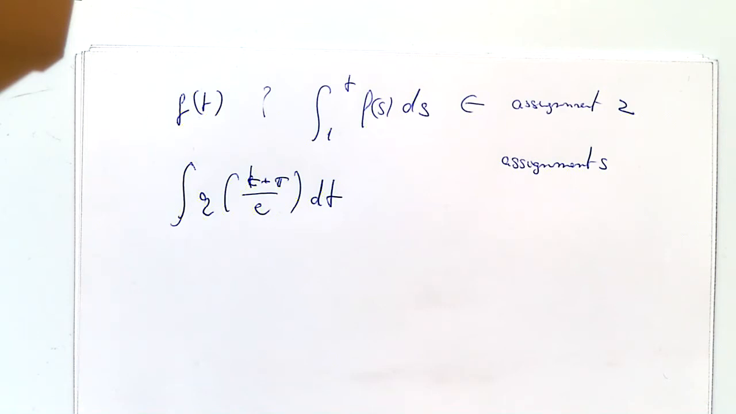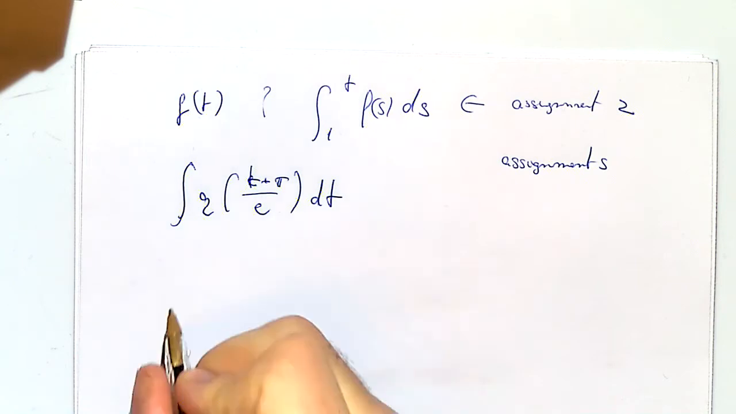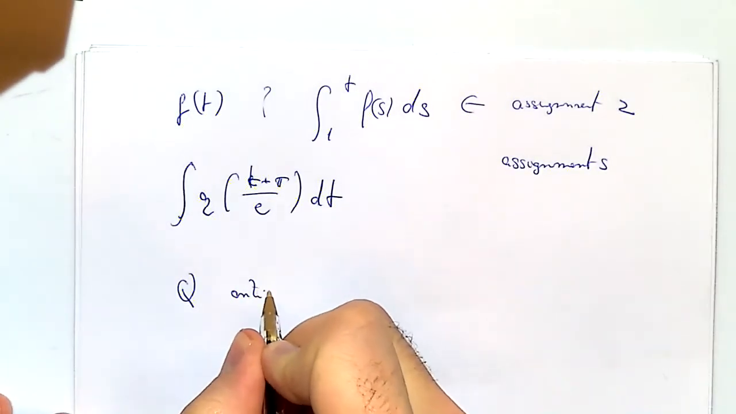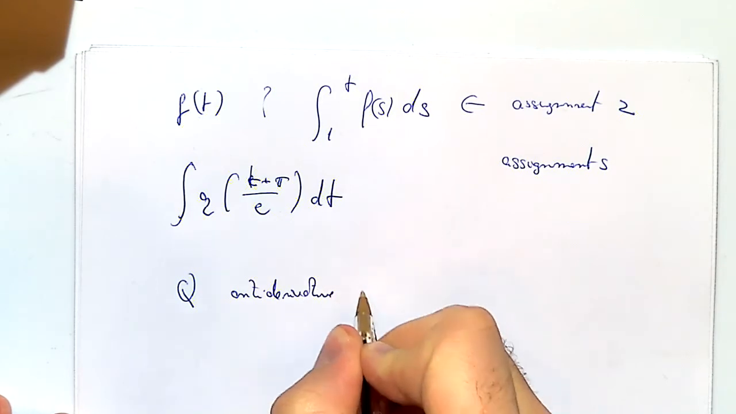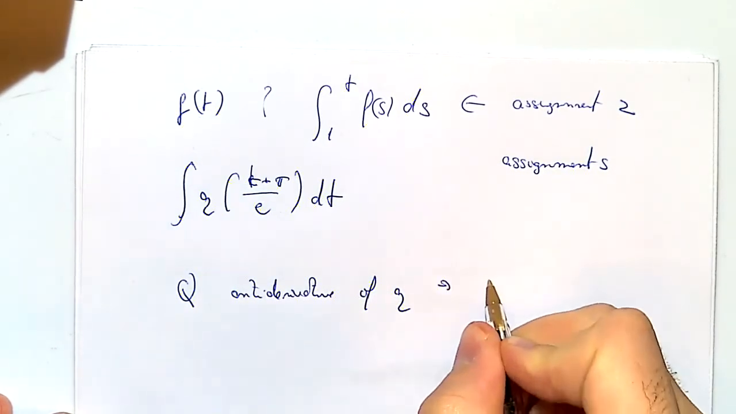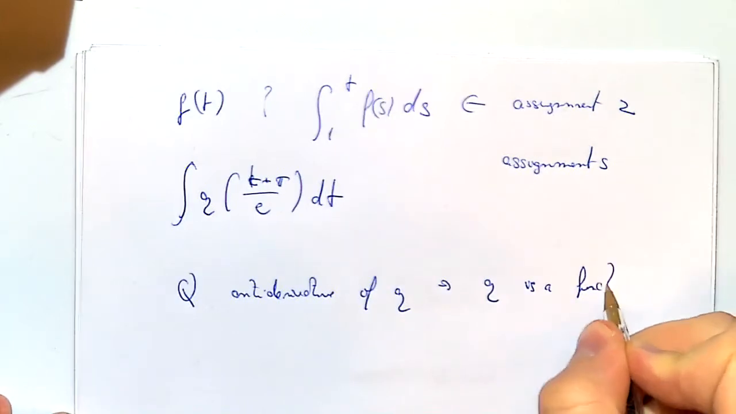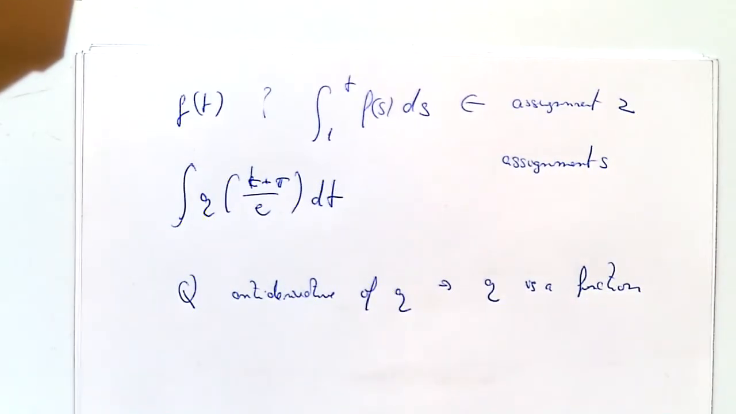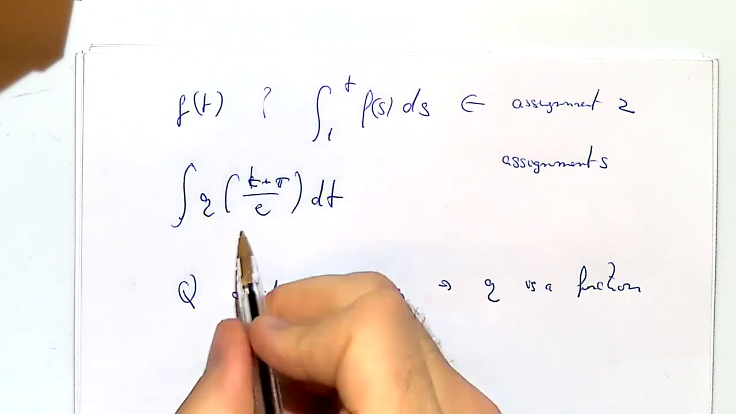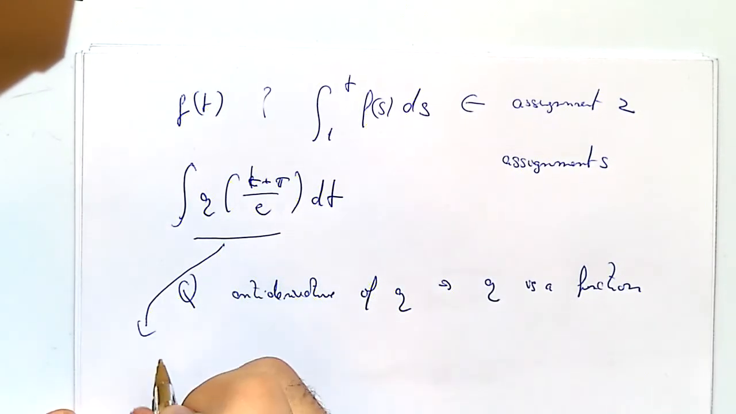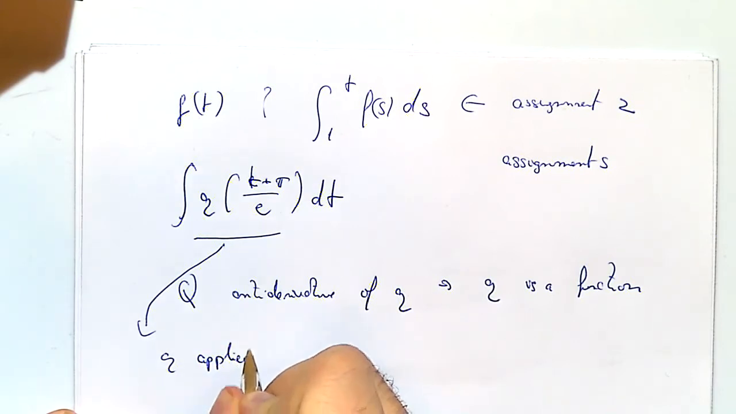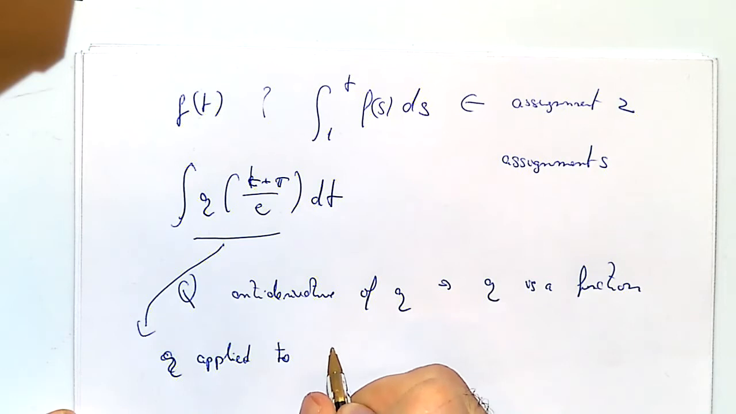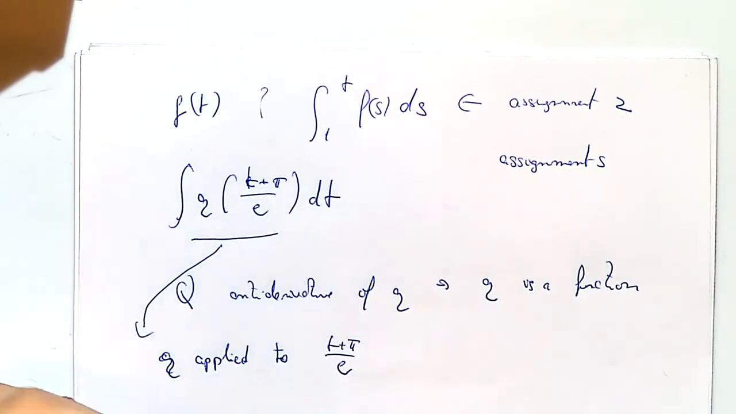The idea is when you were told the antiderivative of small q, that automatically means q is a function, okay? And if q is a function, then it means that, hey, this means just q applied to t plus p over e. Okay, so really important, it caused a lot of mistakes in some people that would otherwise have solved everything perfectly. So be really careful on this.